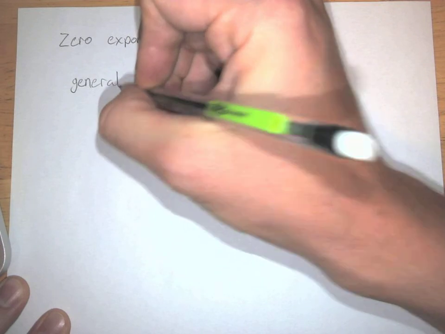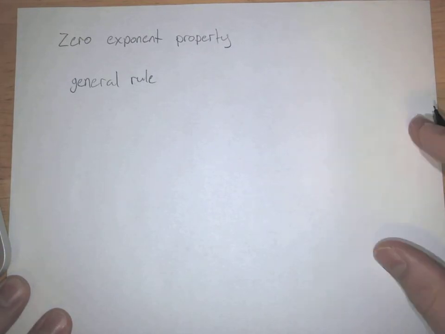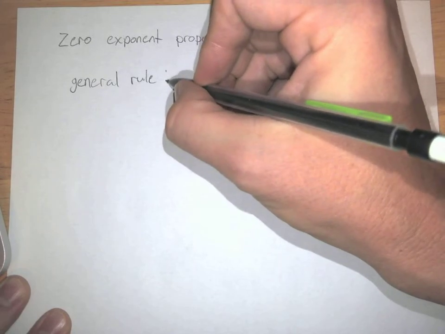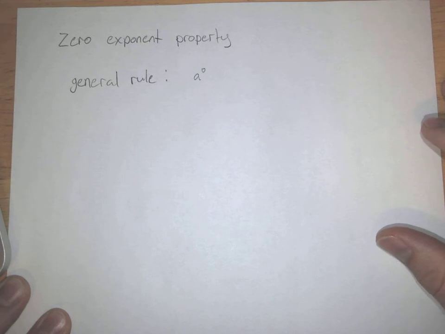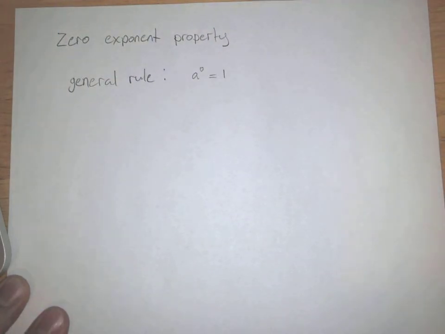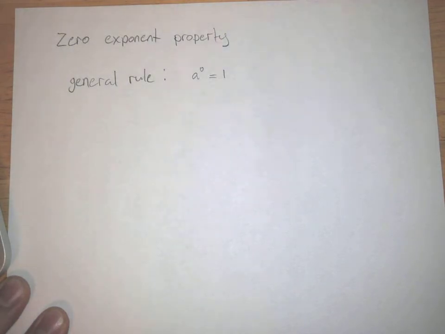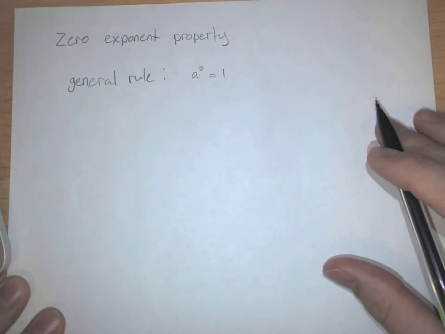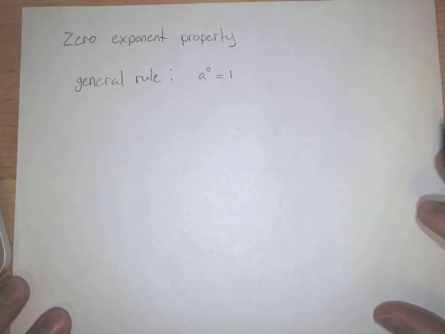The general rule is this. Anything to the zero power is equal to 1. So usually how that's represented is a to the zero power, where a can represent any real number, is equal to 1. Okay? So if you remember it, that's great. Some people think it's 0 though, because usually when we multiply by 0, we get 0. But we're not multiplying by 0, we're raising to the 0 power. Let me give you a couple quick examples, and then I'll show you why it works.